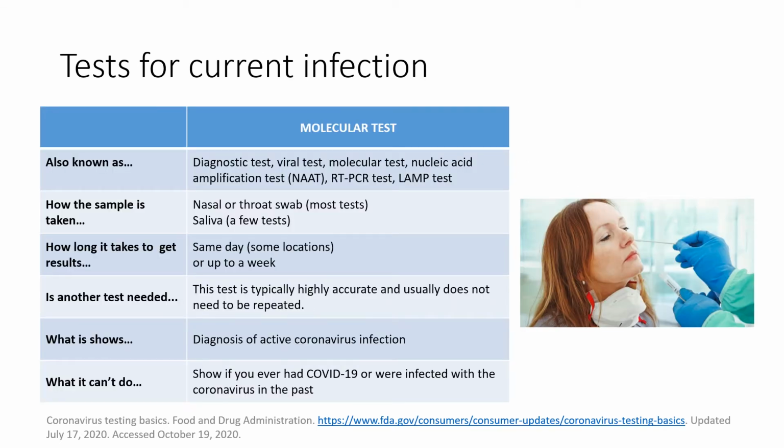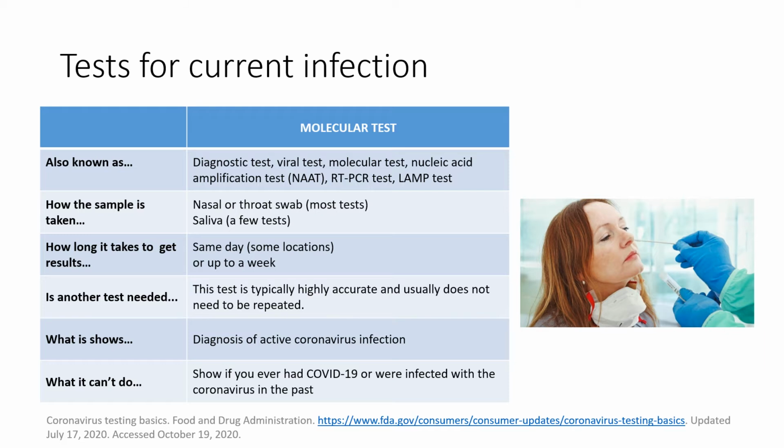The first test we'll take a more detailed look at are molecular tests. You may know them by a variety of other names, such as diagnostic test, PCR test, or RNA test. These tests look for genetic material that matches SARS-CoV-2. These diagnostic tests are considered the most sensitive for detecting any active infection, and the results are highly accurate. The majority of these molecular tests collect samples via a nasal or throat swab. However, there are a few tests that also take saliva samples.